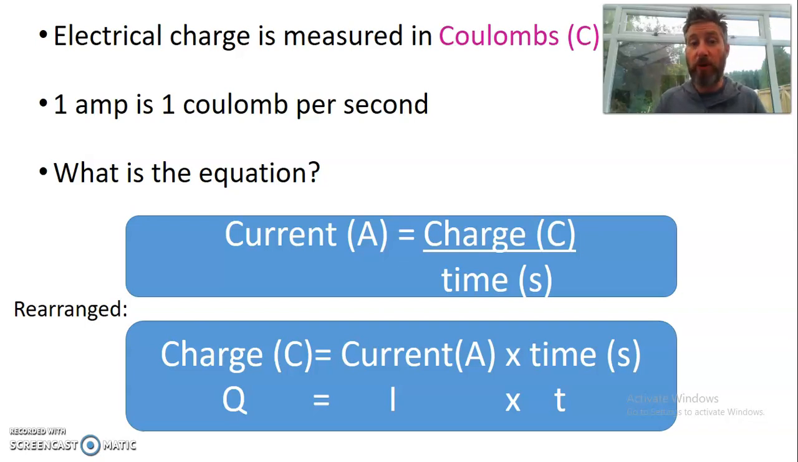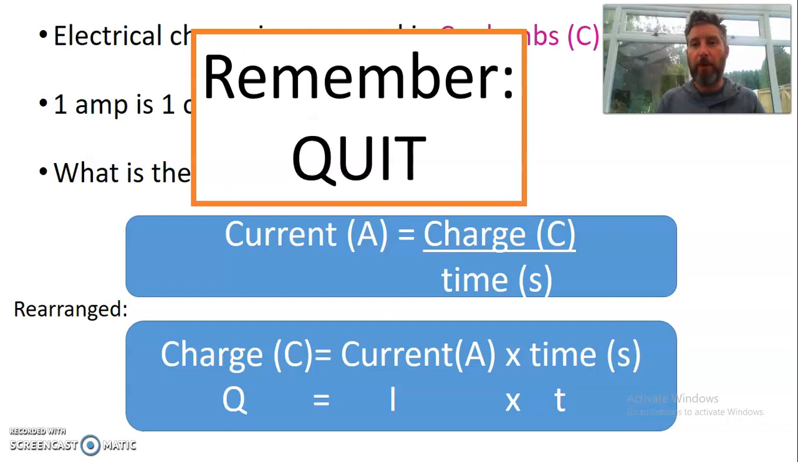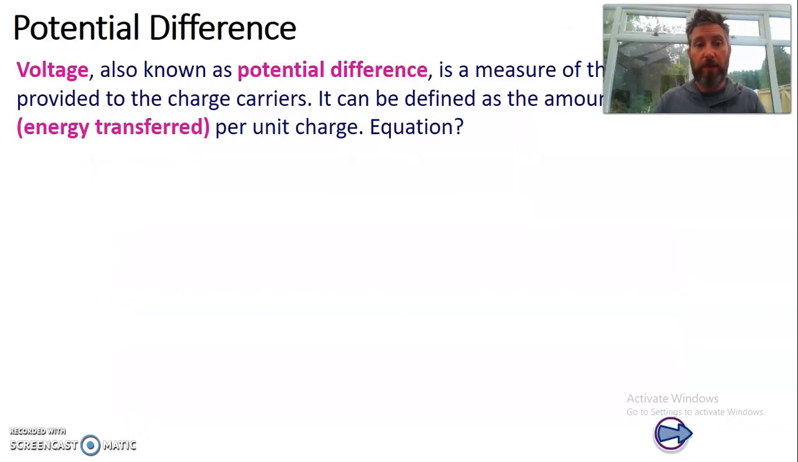So equation 1 you want to learn today is that. Quit. Remember, quit. Q equals I T. Q for charge, I for current, T for time. Okay, that's equation number 1 to learn.